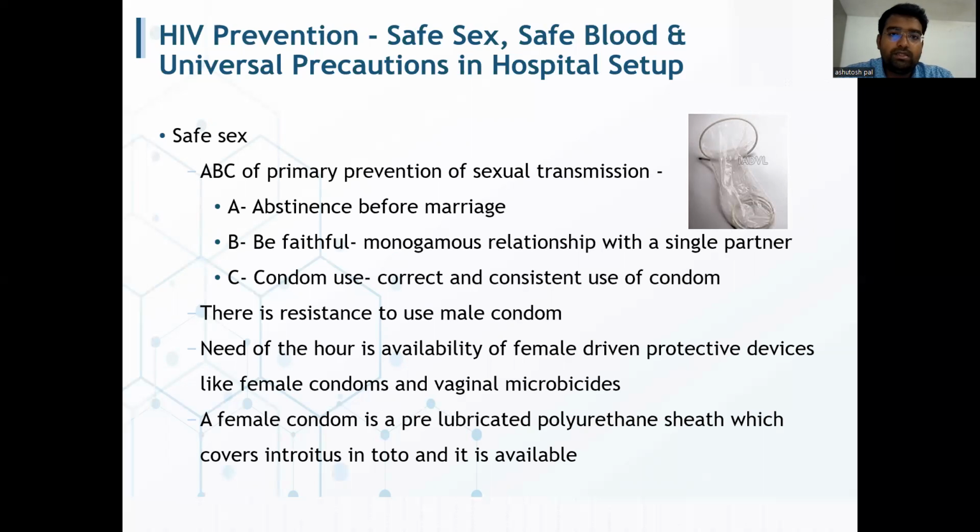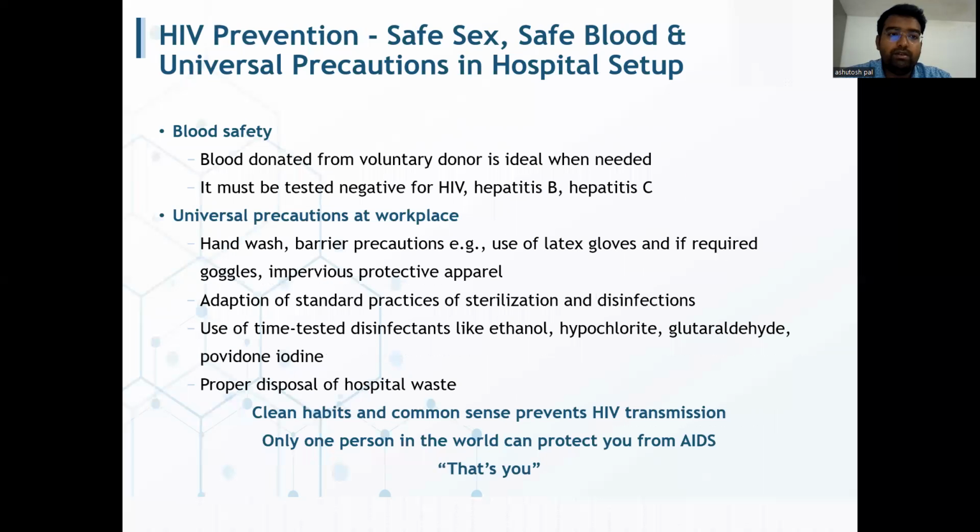There is resistance to use male condoms. The need of the hour is the availability of female driven protective devices like female condoms and vaginal microbicides. The female condom is a pre-lubricated polyurethane sheath, which is also represented in the picture, which covers the introitus in toto, and it is available as well.